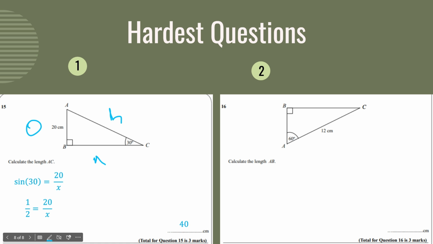Now in our second question, we're asked to calculate the length of AB. Now we've got a hypotenuse, we don't have O, and we want A. So we're going to use cos. So cos 60 equals x divided by 12. We know cos 60 is also a half, so a half equals x over 12. So x is simply 6.